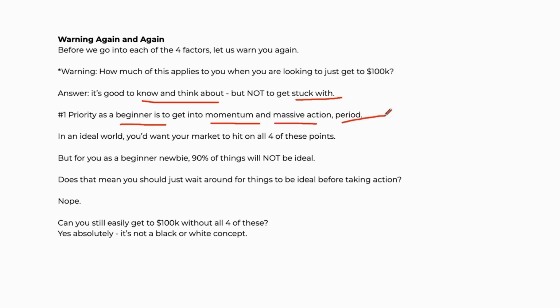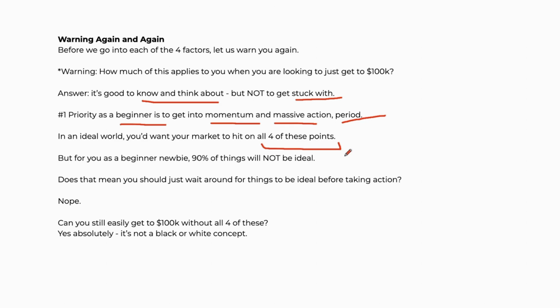And so yes, in an ideal world, you are going to be able to hit on all four of the points that we're about to talk about. But for you as a beginner, maybe 90% of the things are not going to be ideal. But guess what? When you're just starting out, none of that matters, because you're just going to literally ram your head into the wall with massive action and demolish any obstacle that comes in your way. That is the number one thing that beginners struggle with: they have so many ideas, they get distracted, and they can't focus for too long, right?